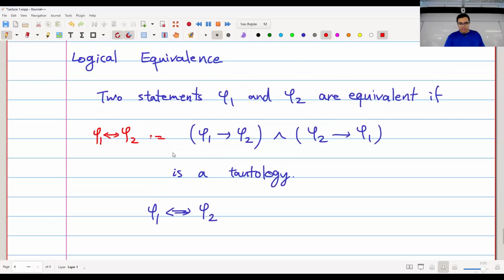Now, sometimes, again, there are textbooks that use a different notation. They use this notation to say that they're equivalent. This would probably make a little bit more sense. Now, the interesting point is that if you have two formulas in general, or in this case, two propositions that are equivalent, of course, you can replace them with each other, right?